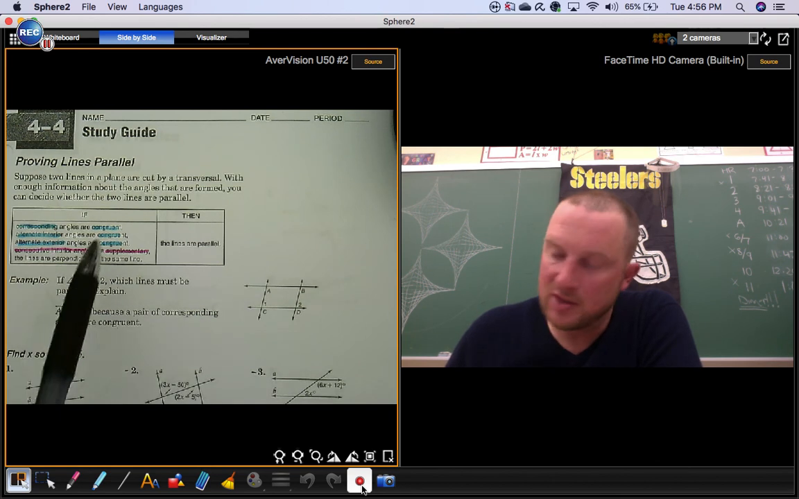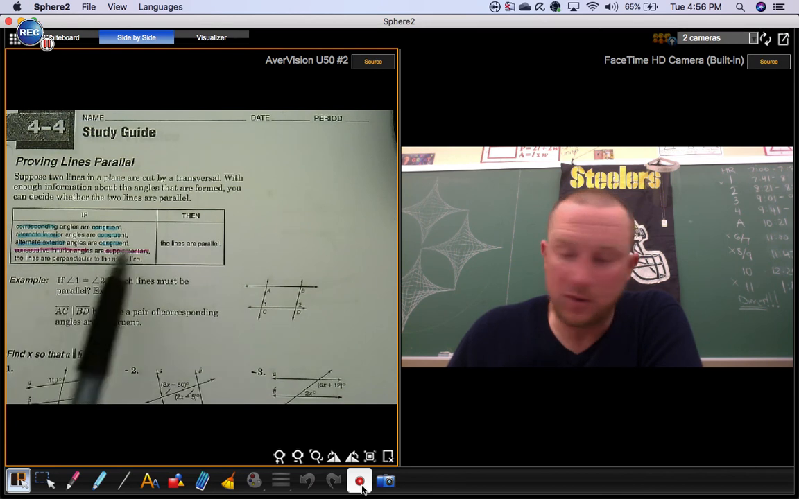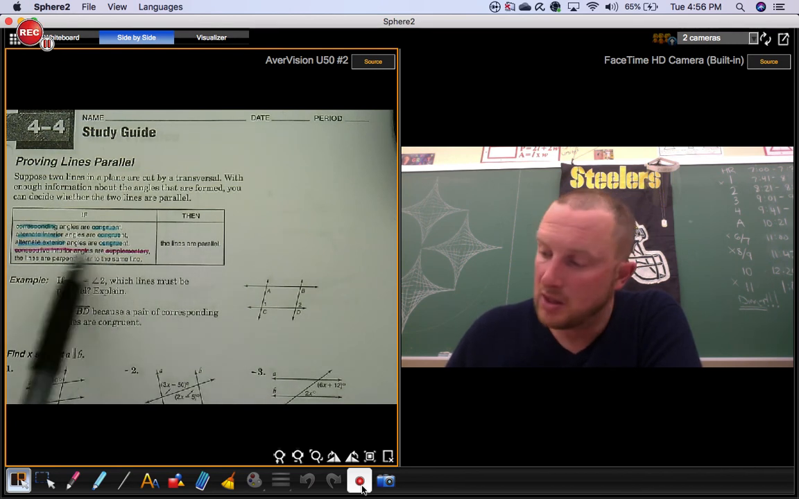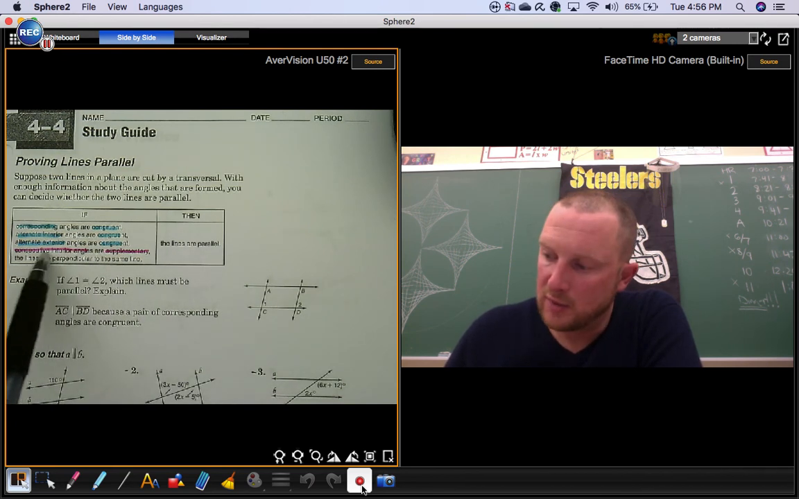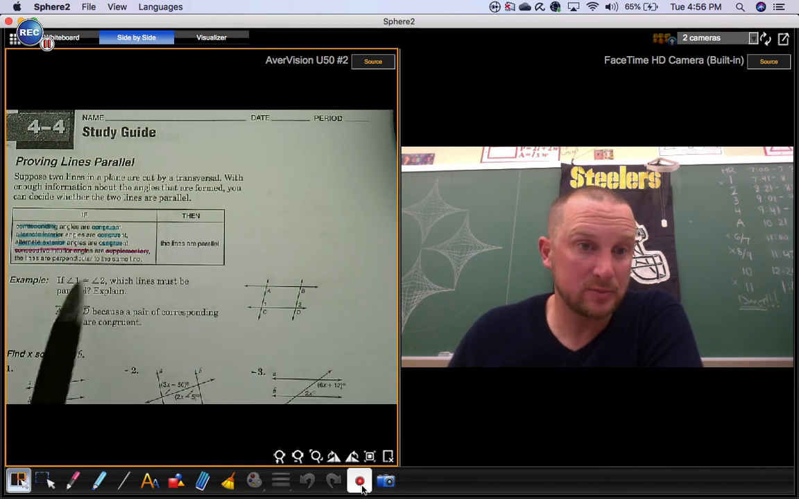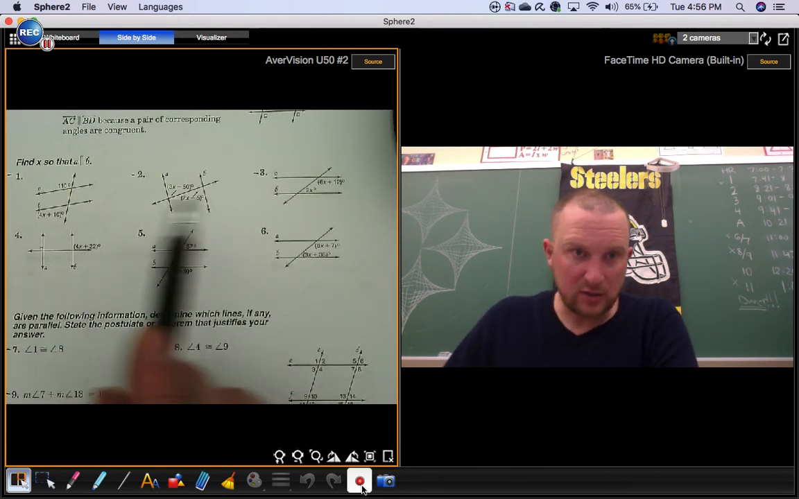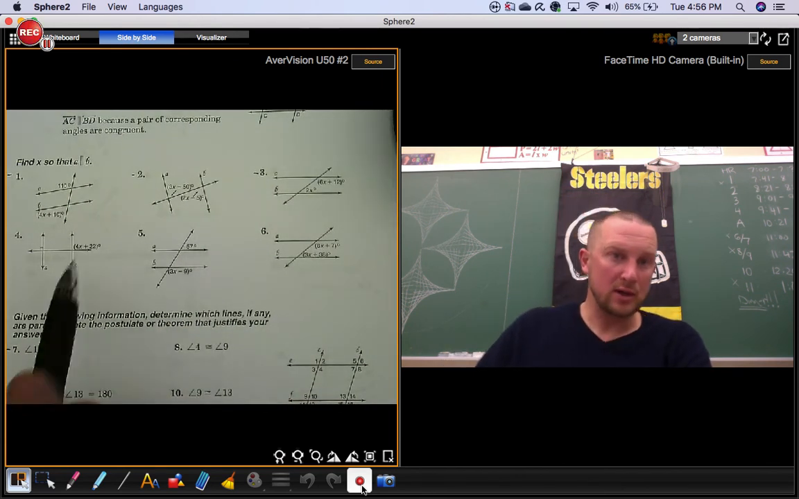If the alternate interior angles are congruent, the lines are parallel. If the alternate exterior angles are congruent, the lines are parallel. Here's the different one. If your consecutive interior angles are supplementary, that makes lines parallel as well. So we're going to look at these first three examples. We're going to look at number 2 first.